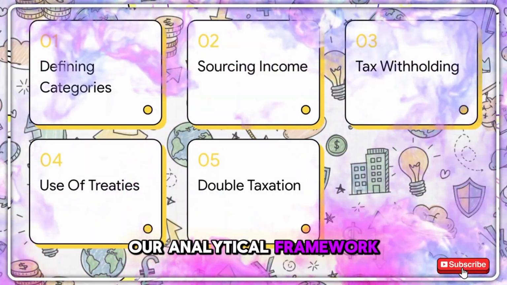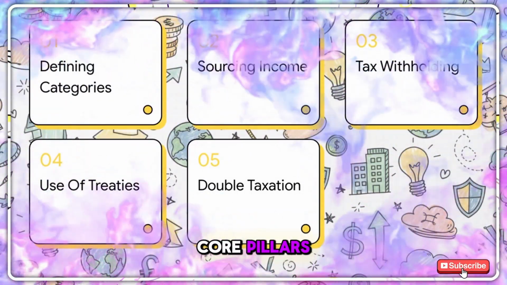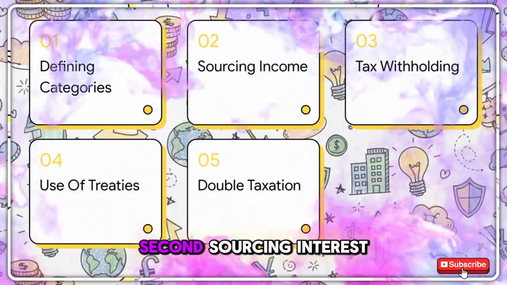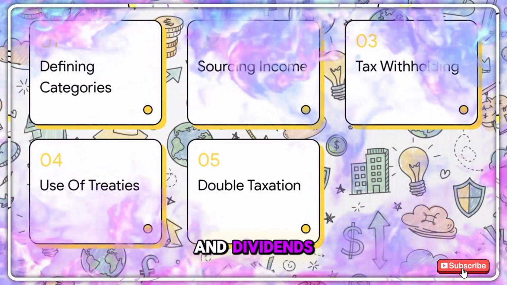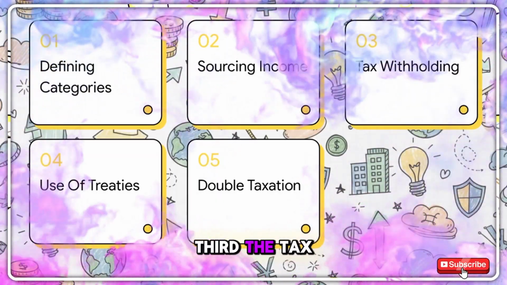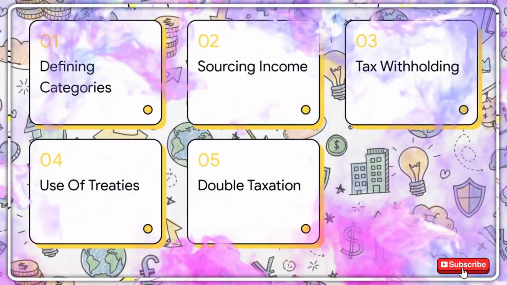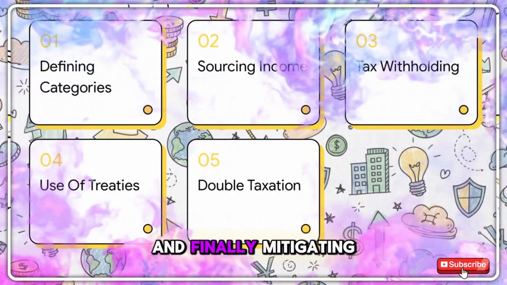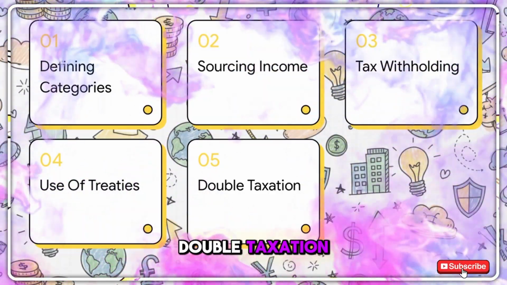Our analytical framework today covers 5 core pillars. First, defining passive income categories. Second, sourcing interest and dividends. Third, the tax withholding mechanisms. Fourth, the strategic use of treaties. And finally, mitigating double taxation.